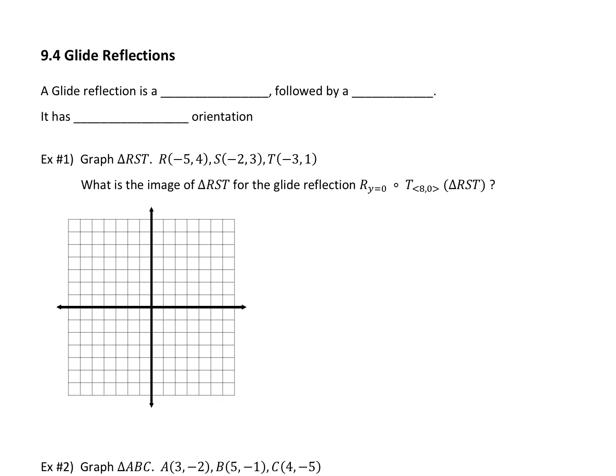9-4, glide reflections, okay? Here's what happens with this. A glide reflection is what it sounds like. It glides to a new place, so it is a translation, right? That's a fancy way of saying a slide. I'm not sure why they call it a glide here, but glide and slide are interchangeable, okay?